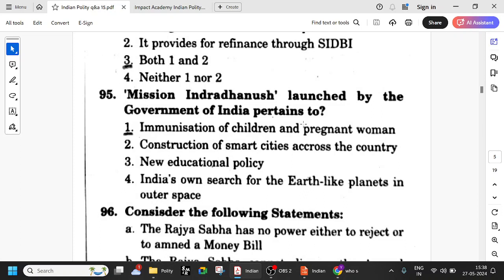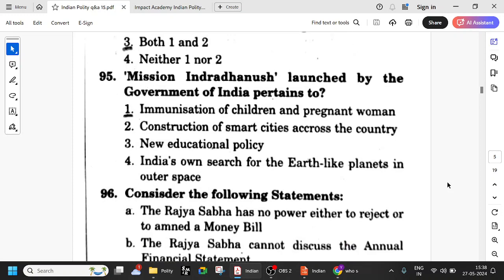You will get a, here there is nothing related to banking, right? So immunization of children and pregnant women, that is the more important thing about Mission Indradhanush. The banking Indradhanush is not so much in the news. No one knows much. But when anyone says Mission Indradhanush, the first thing is immunization of children and pregnant women. Not any of these.